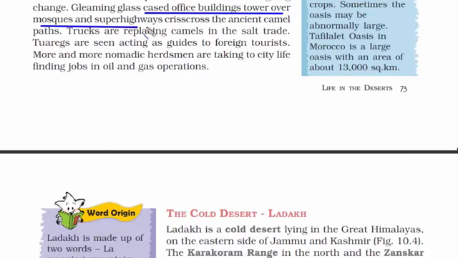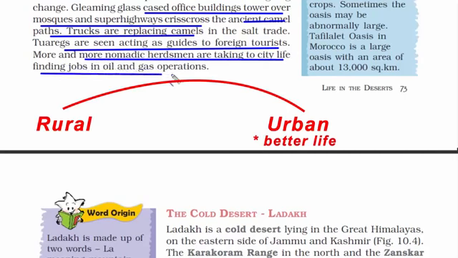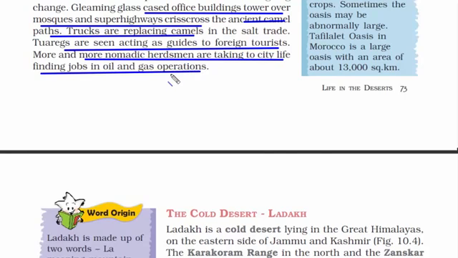Life is changing in the Sahara. Skyscraping towers are being built for offices. Superhighways are being built and camels are being replaced with trucks. This place is also being flooded with tourists. And when a nation's economy is growing, many people from rural places migrate to cities and secure jobs in factories. So, this was all about life in the Sahara Desert.